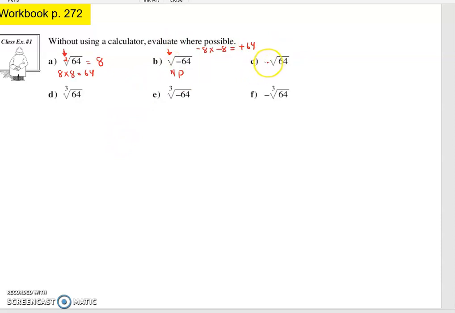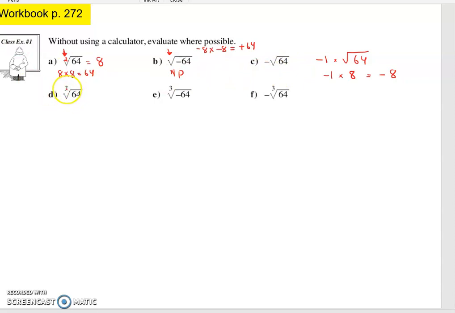Part C, the negative is outside the radicand, so it really doesn't have anything to do with this 64. It's almost like having a negative 1 in front, so that's different and separate. It's almost like seeing a negative 1 times the square root of 64. So you can answer this part. The square root of 64 is 8, and when that is multiplied by the negative in front, the answer will just become negative 8. So that negative was outside, and that's why it didn't have anything to do with my 64.